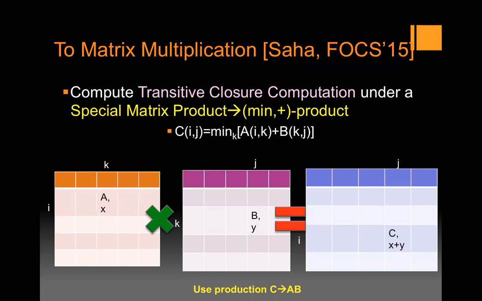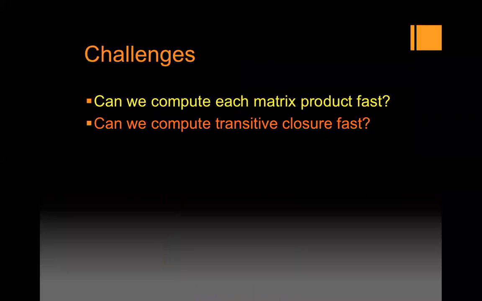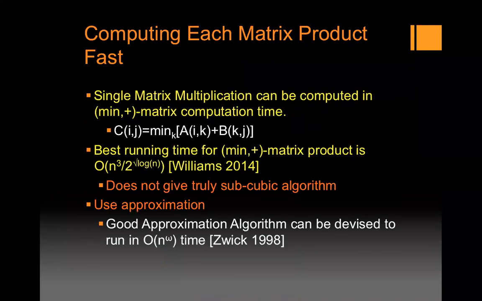Now the question is whether this viewpoint helps to get a faster algorithm. If it has to help, we have to answer two questions here. One is whether it's possible to compute each of these matrix products fast, and the other is computing the transitive closure fast. Let's look at computing the matrix product first. I was trying to emphasize that when you're computing this special kind of matrix product, the main operation that you are doing is this min plus.